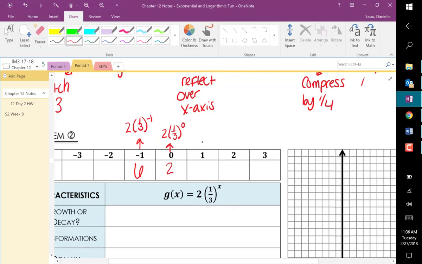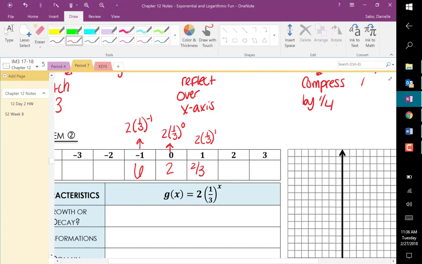Let's try it again. Again, I really just care about those 3 points. They're going to help us out a lot here. Let's plug this one in. 2 times 1/3 to the 1 power. Anything to the 1 power is itself. So I'm just going to cover it up. 2 times 1/3. Yeah, 0.66, which is actually just 2/3 because you multiply straight across.